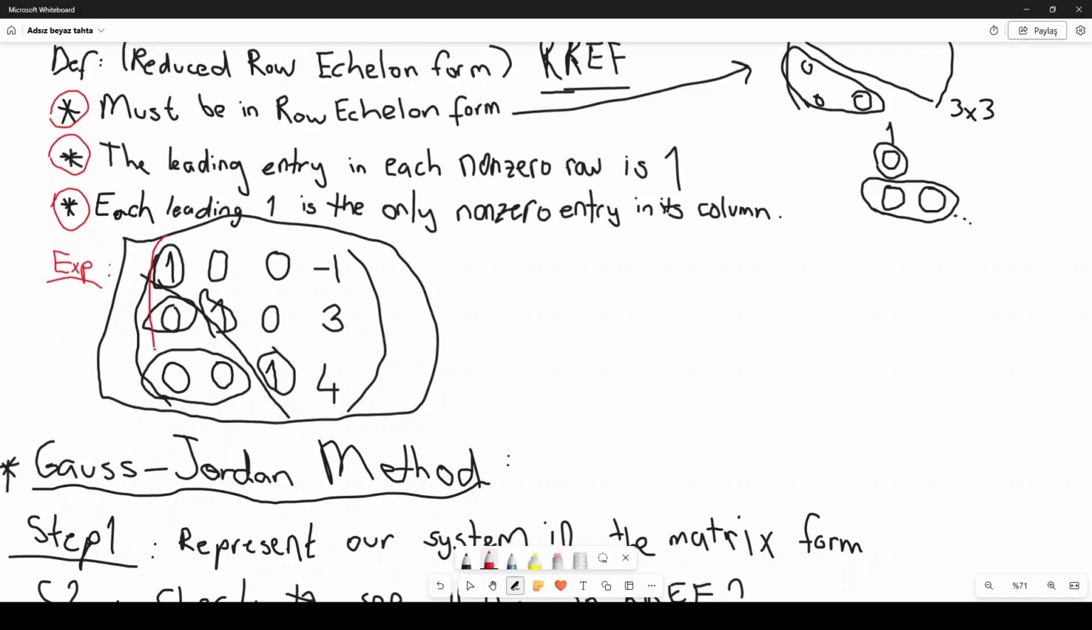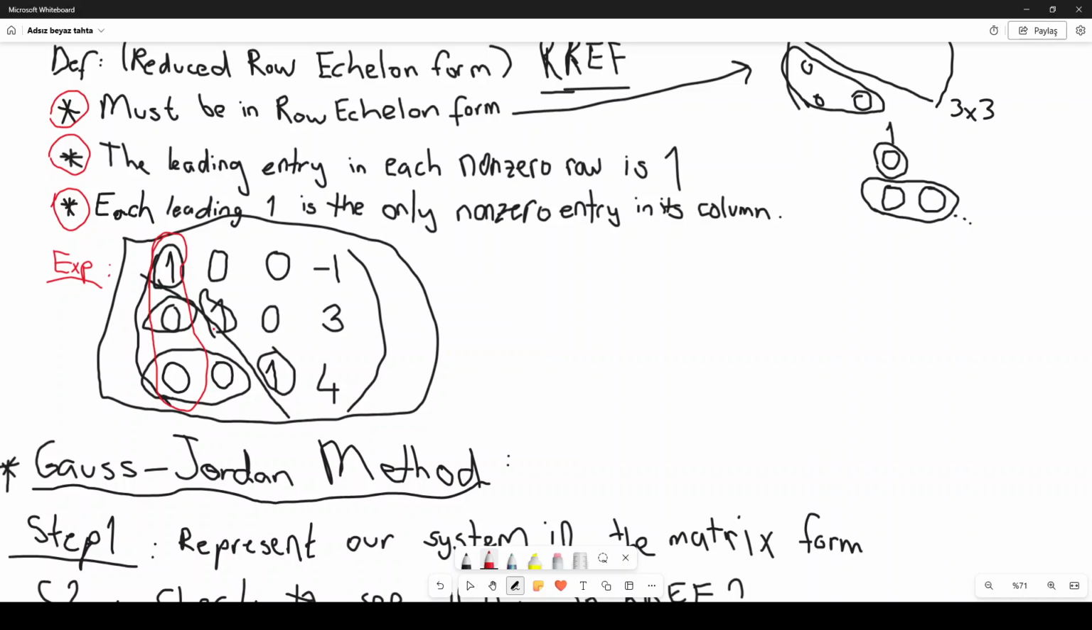The leading entry in the first row is 1, and I just circle its column, and we see that besides the value 1, all the other values are equal to 0. So the leading entry 1 in the first row is the only element which is non-zero in its column. And we do the same for the other leading entries.